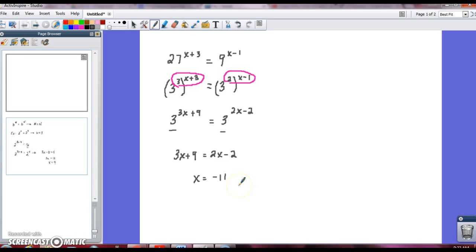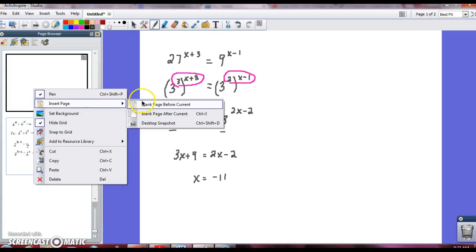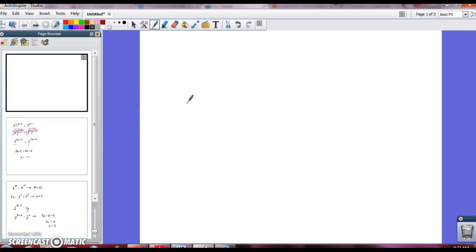Okay, so that is the basic way of solving exponential equations when you can get their bases to be the same. However, we do have situations where we can't do that. We can't get the bases to be the same. For example, if I have 6 to the x is equal to 11. Okay, for example. Clearly, I cannot get those bases to be the same.